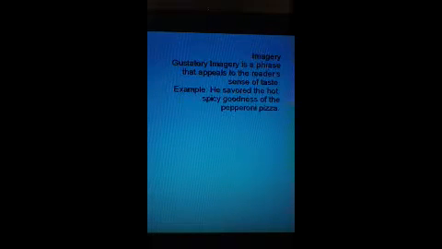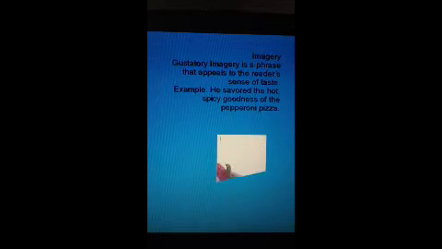Gustatory imagery is a phrase that appeals to the reader's sense of taste. The example, he savored the hot, spicy goodness of the pepperoni pizza.